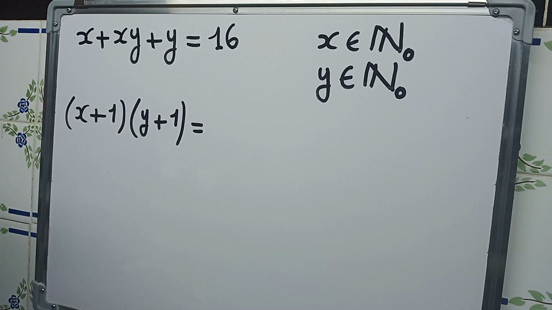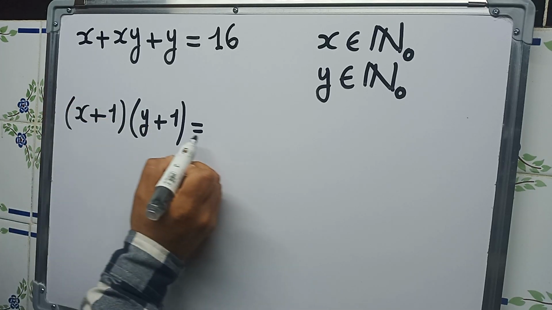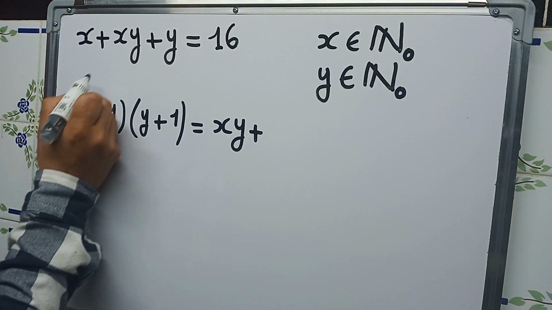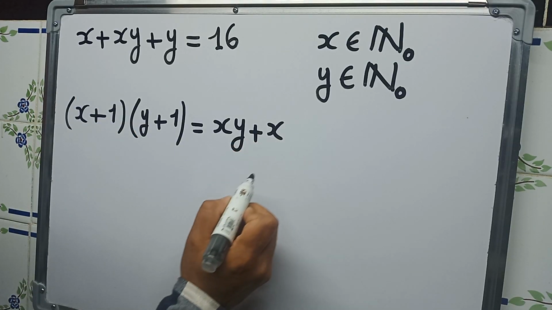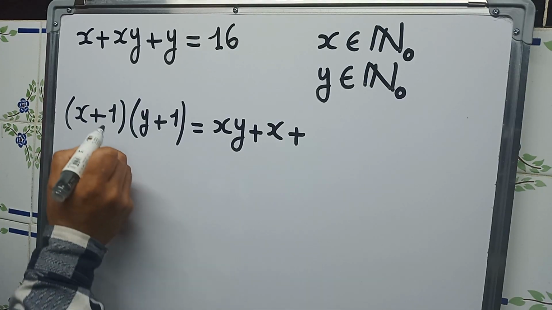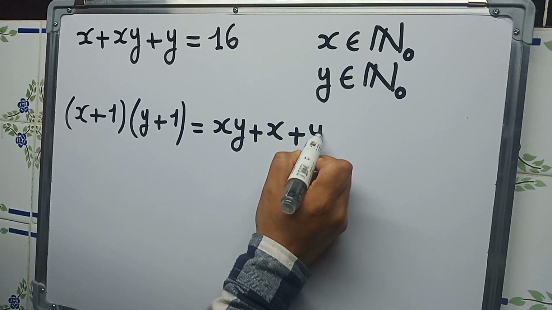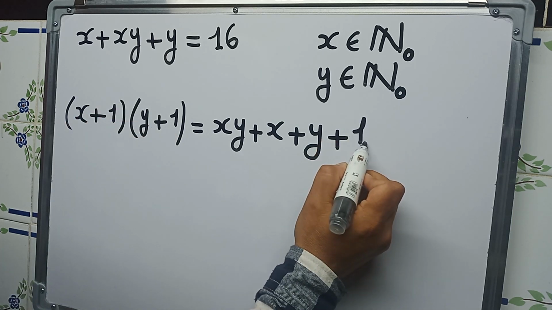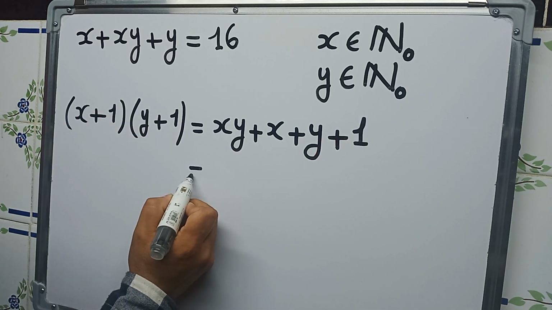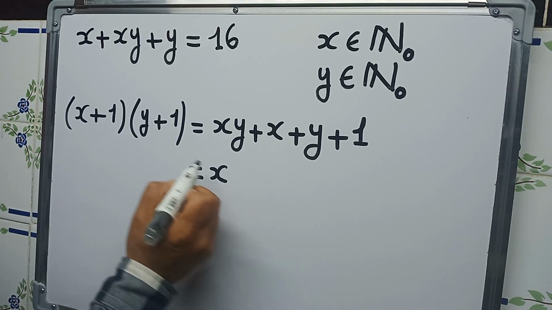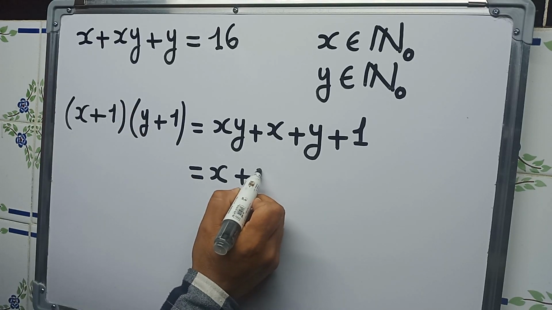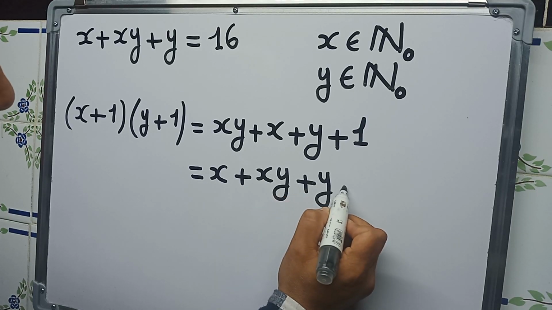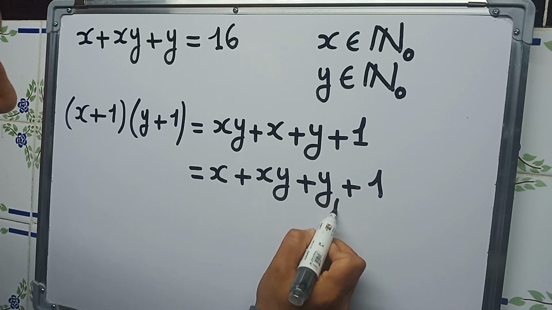And here, if you expand, you will get xy plus x times 1, which is x, plus 1 times y, which is y, of course, plus 1 times 1. And here you see we have our expression x plus xy plus y plus 1.